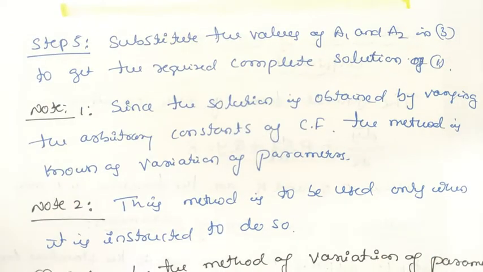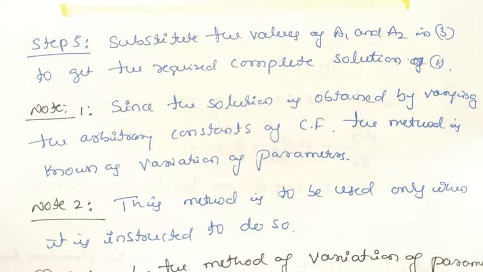Next, step 5 is to substitute the values of a1 and a2 in equation 3 to get the required complete solution of equation 1. See here, r is also used here, so there is no need to find the particular integral; only this is the solution. Take one note: since the solution is obtained by varying the arbitrary constants of the complementary function, the method is also known as variation of parameters.